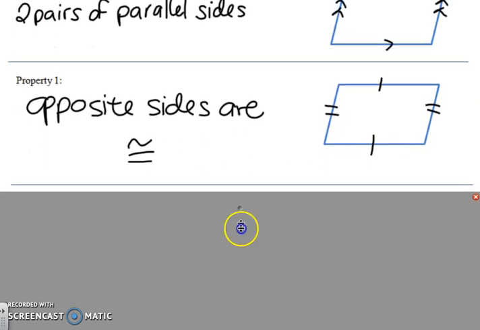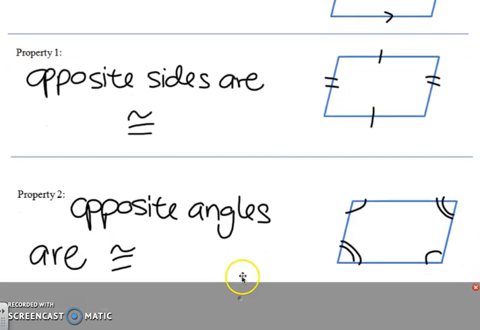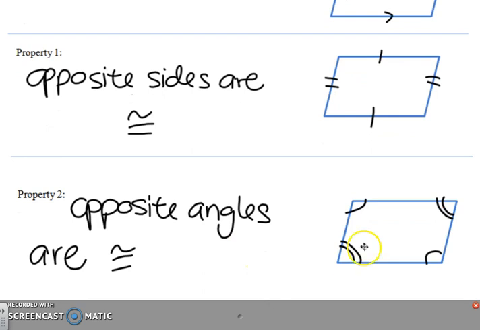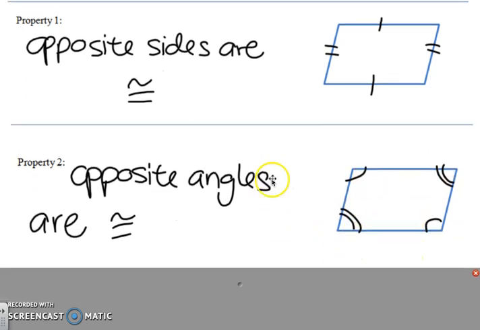Property number 2. Opposite angles are congruent. So if I have an angle up here, it is congruent to the angle down here. Notice they're both obtuse angles, just facing a separate way. Again, the angles opposite are going to be the same. So if this is 36, this is 36.